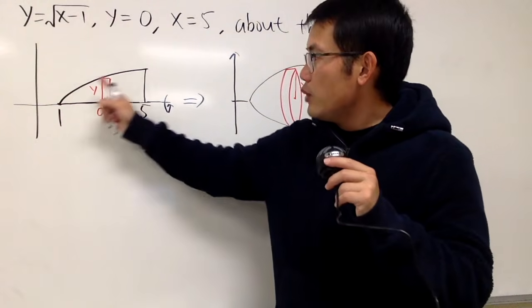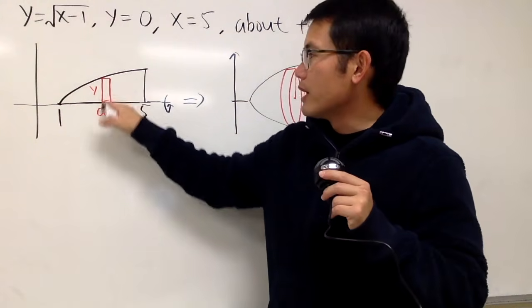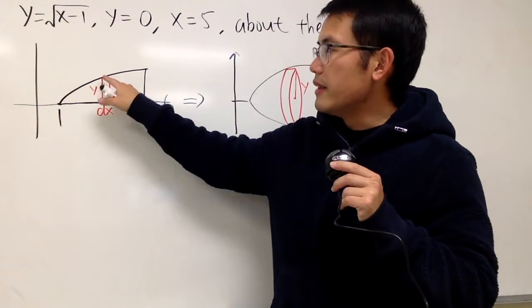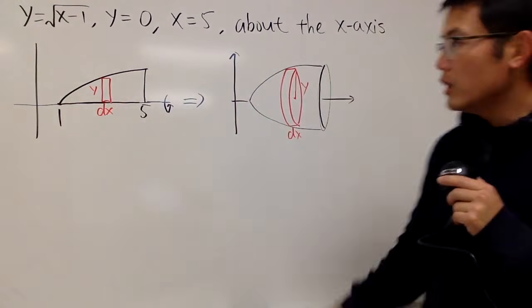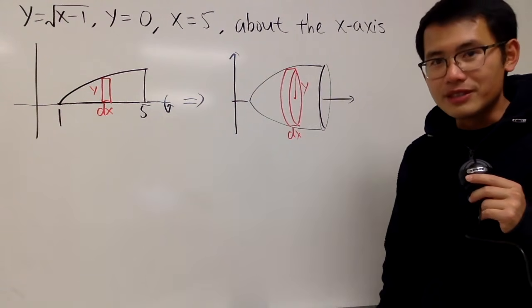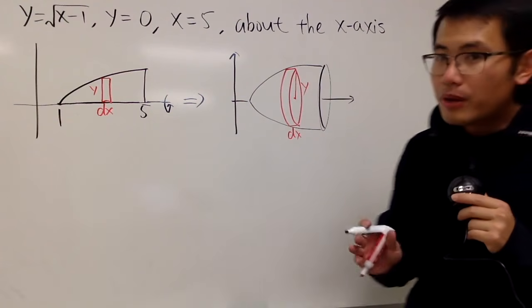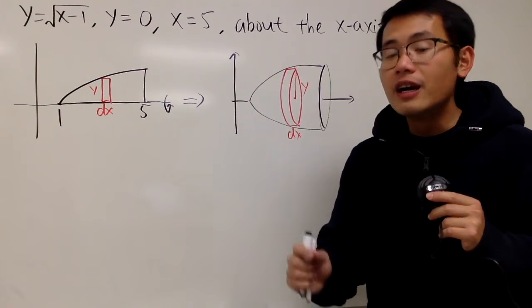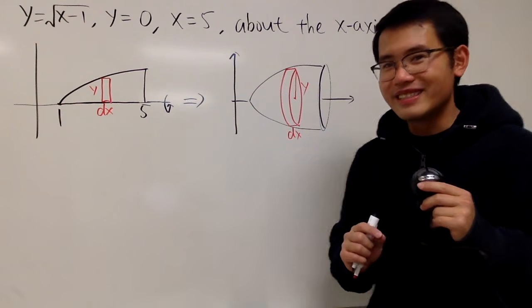If you are just talking about the area, we can put down a vertical rectangle for this. You see, the width is dx, and the height is y. If you rotate it, you actually get a disk. So we can use the disk method for this, right? Remember, the volume of a disk is pi times radius squared times the thickness of the disk.